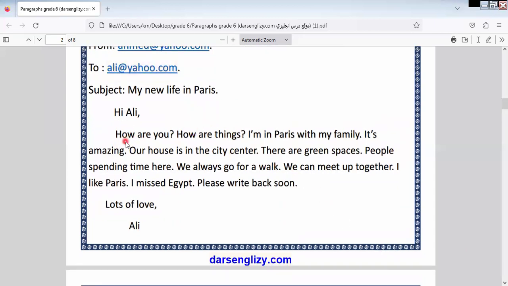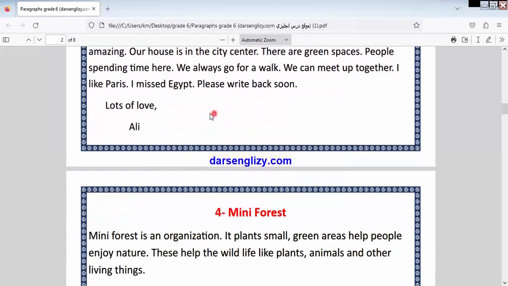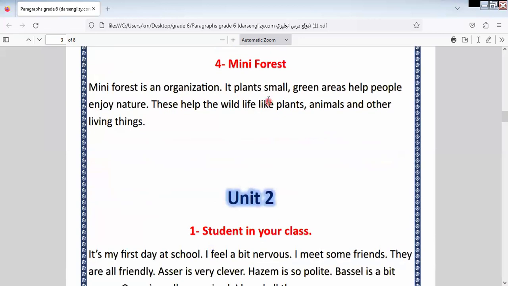Let's know more about this email. Hi, Ali. How are you? I'm in Paris with my family. It's amazing. Our house is in the city center. There are green spaces, people spending time here. We always go for a walk. We can meet up together. I like Paris. I miss Egypt. Please write back soon. Lots of love, Ali.